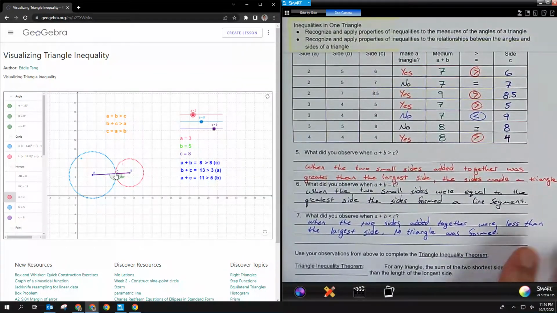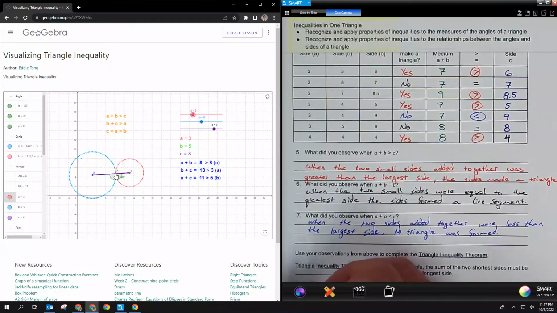Use your observations from above to complete the triangle inequality theorem. Triangle inequality theorem: for any triangle, the sum of the two shortest sides must be blank than the length of the longest side. And this one is going to be greater than. So if the two small sides added together are greater than the longest side, then a triangle will be formed with those three given sides.